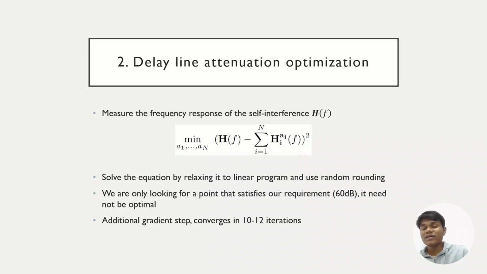And after doing that, we apply an additional gradient descent step. And since we already have gotten so close to that low value, this gradient descent step converges pretty quickly. That is only 10 to 12 iterations. And we get the lowest possible attenuation.